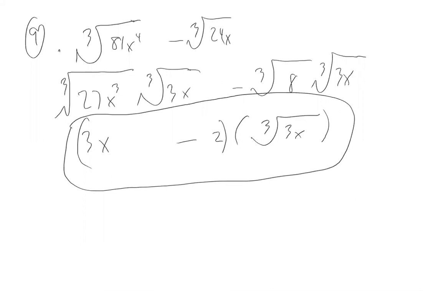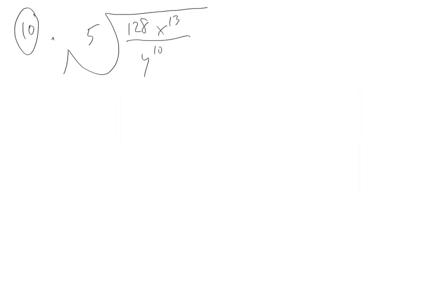Now, let's try problem 10. So problem 10 says the fifth root of 128 x to the 13th over y to the 10th. So what I'm going to do is break this apart into what I can do. So there is a fifth root of 32. So expand this out into the fifth root, 32. There's also a fifth root of x to the 10th. Then there's also fifth root of y to the 10th.